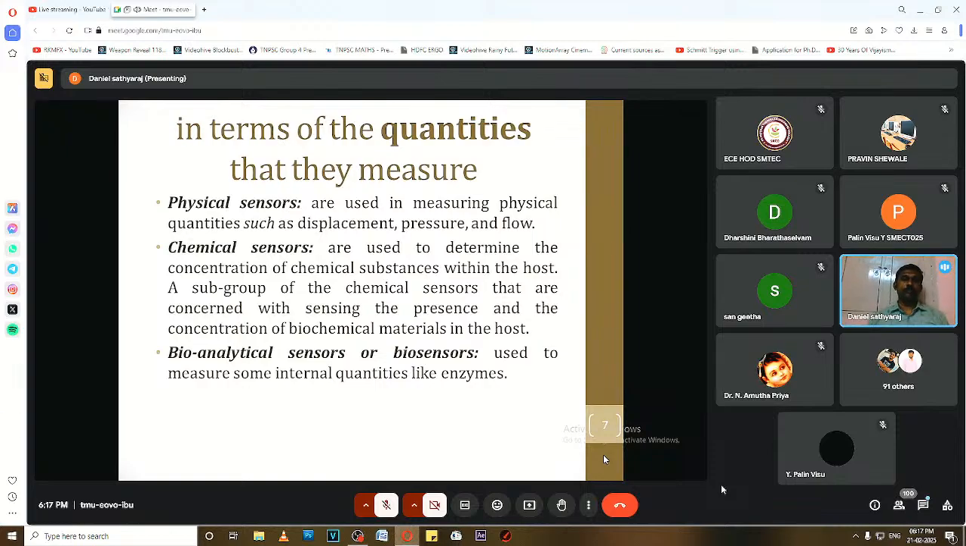Based on that, biomedical sensors can also be classified. They can be physical type sensors, where we can measure physical quantities like displacement, pressure, or flow.